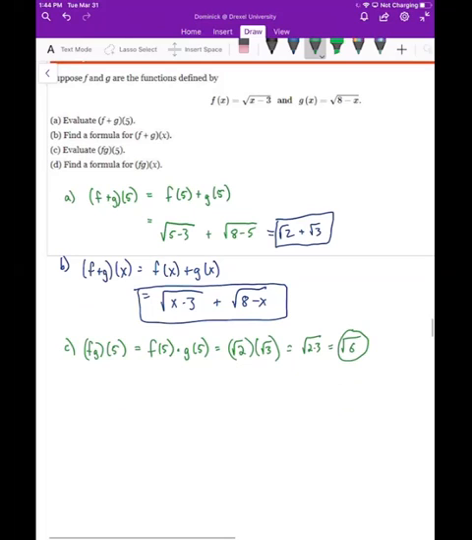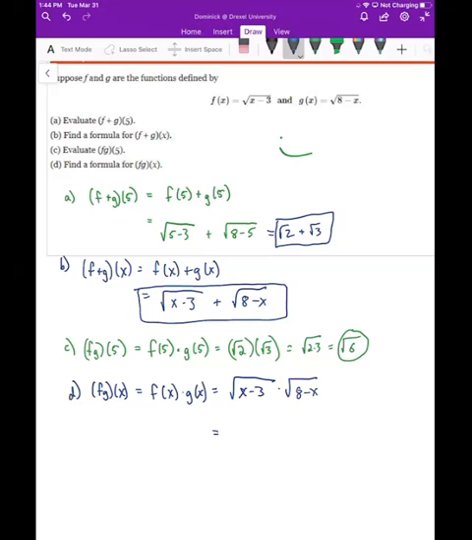All right, now using that same logic, we can define f times g for just regular x now. So again, this is f of x times g of x. So I need to do square root of x minus 3 times square root of x minus 5, times square root of 8 minus x. I saw the 5 in part A, and that confused me.